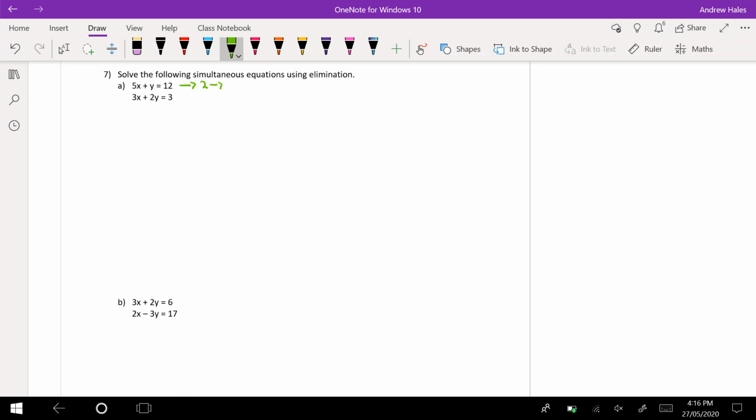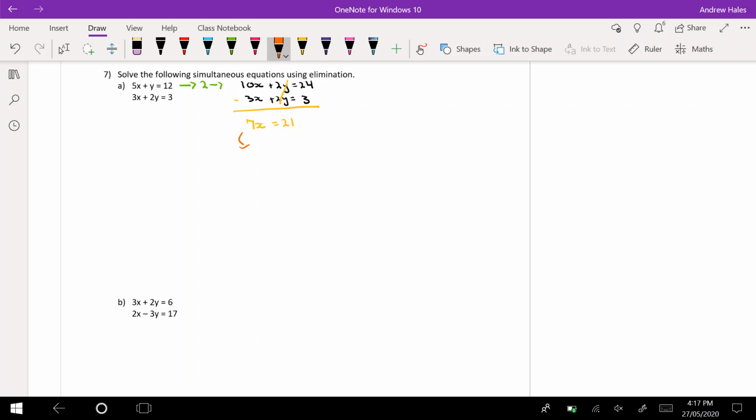And if I times the first equation by 2, the entire thing by 2, 5x times 2 gets me to 10x. Y times 2 equals 2y, and that's equal to 24. The second equation, that just stays the same. I don't want to change that one. Now, if I want to get rid of these 2 y's, I want to take them away from each other. Because they're the same sign, because they're both positive, I need to take them away from each other to cancel it out. So 10x take 3x, that gets me to 7x. They cancel out, 7x equals 21.